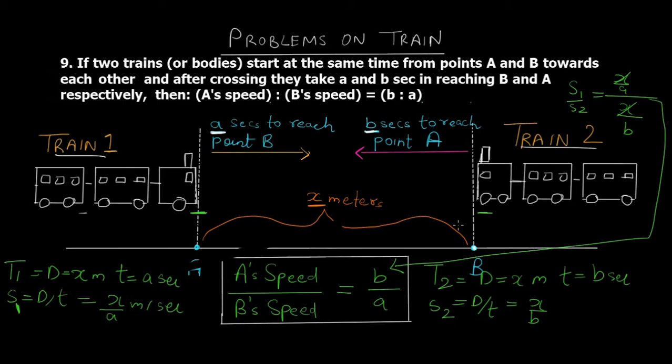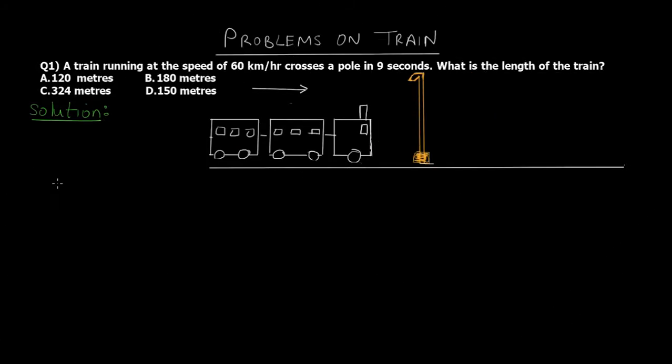Now let's actually start off with the problem solving, and we'll try to solve 5 different problems with different variations. So now let's see problem number 1. Let me just read out the question. A train is running at a speed of 60 km per hour and crosses a pole in 9 seconds. What is the length of the train? The options are in meters: A 120, B 180, C 324 and D 150. Let's try to solve this problem.